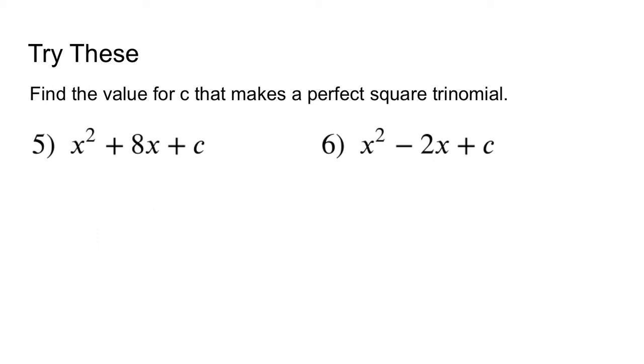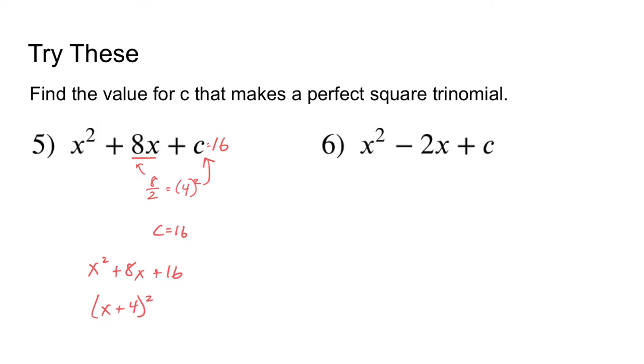All right, so let's take a look at number 5. x squared plus 8x plus something. What's that something going to be? Well, according to my rule, if I take this 8 divided by 2, which is 4, then 4 squared is going to be right there. So 4 squared is 16. So c is equal to 16. And we'd have that perfect square trinomial, x squared plus 8x plus 16, which could be factored down to be (x plus 4) squared.